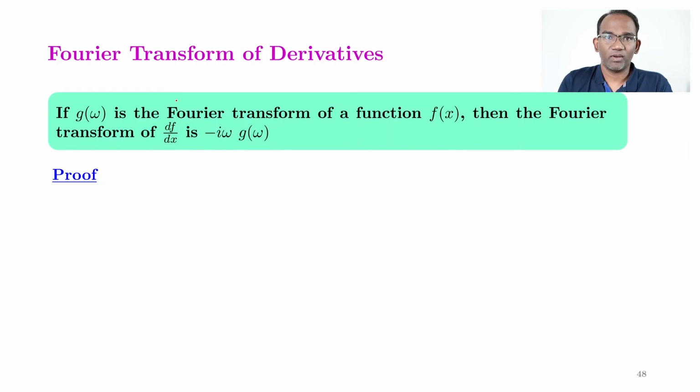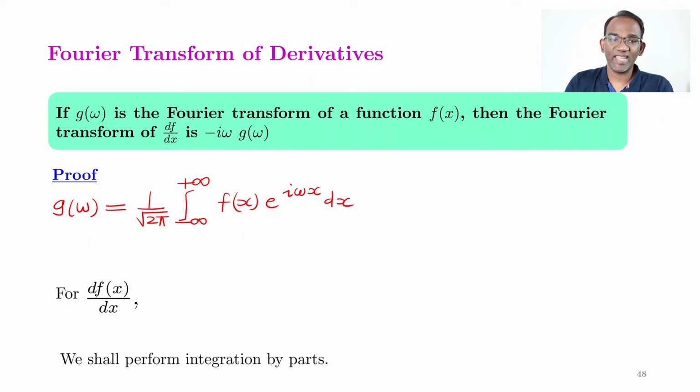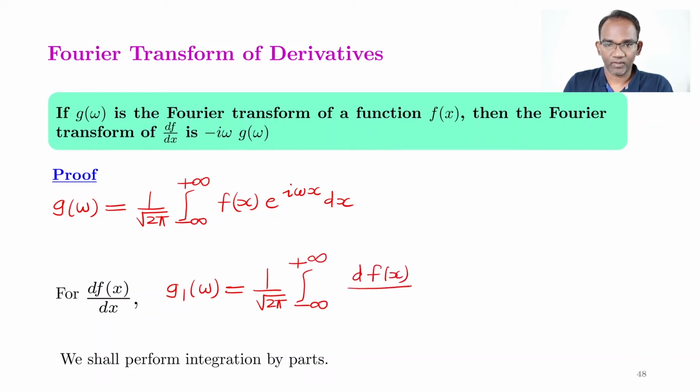We'll now derive the Fourier transform of derivatives. If g(ω) is the Fourier transform of a function f(x), then the Fourier transform of df/dx is −iω g(ω). Let's try to prove this. We have g(ω) given by 1 over square root of 2π times the integral from minus infinity to plus infinity of f(x) e^(iωx) dx. Now let us try to write the equation for df/dx. Let us call that g1(ω), and this is equal to 1 over square root of 2π times the integral from minus infinity to plus infinity of (df/dx) e^(iωx) dx.